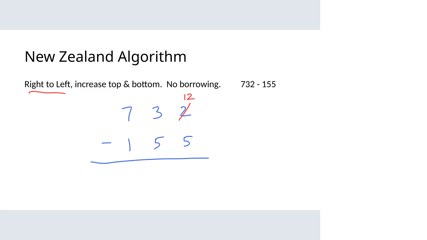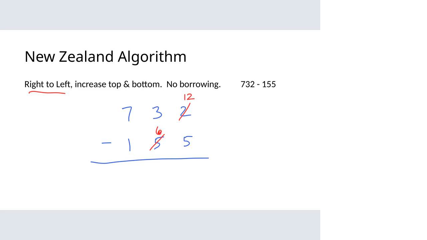But to keep the integrity of my problem, I also have to increase the bottom number by 10. Well, I don't want to increase this one by 10 because that puts me right back where I was with not being able to do it. But what I'll do is increase the bottom number by 10 right there. So I've added 10 to the top number in the ones column, and I've added 10 to the bottom number in the tens column. And this is the New Zealand algorithm. I believe it's how it's taught in New Zealand. I can't confirm that, but that is what it's called.